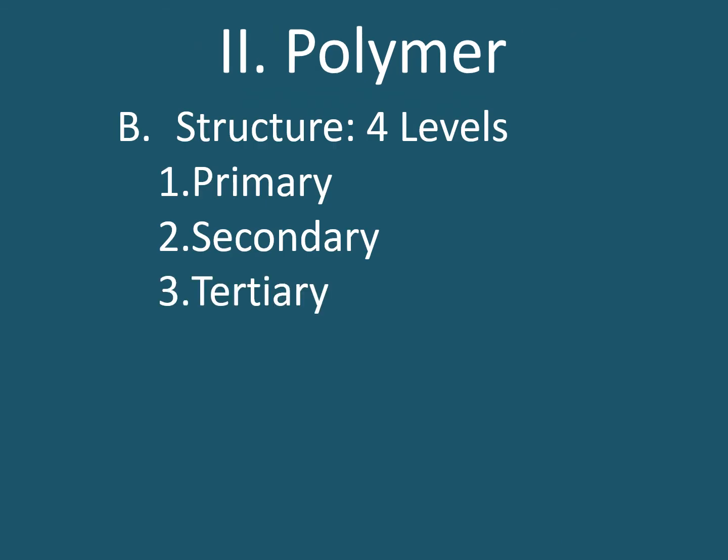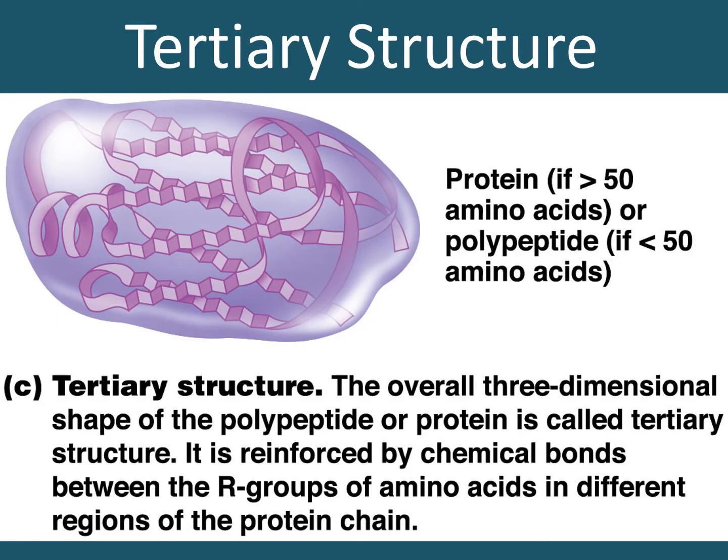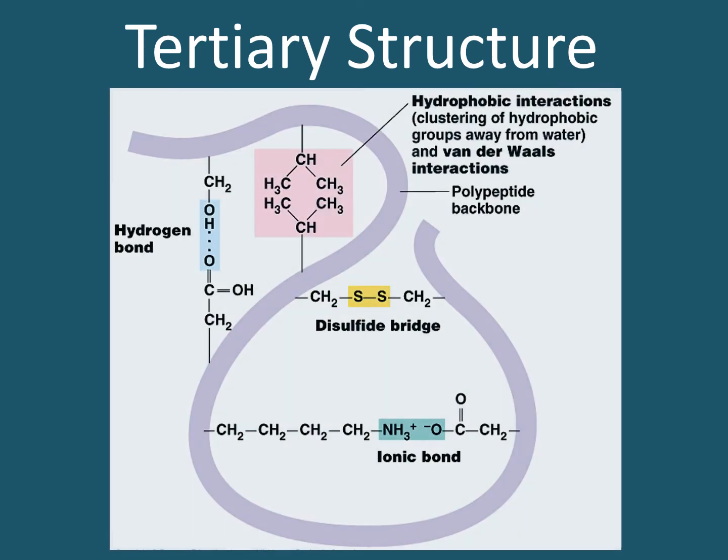The third level of protein structure that you need to know is tertiary structure. The tertiary structure of a protein is its overall 3-dimensional shape. I remember it as the third level is the 3D shape. The tertiary structure of a protein is reinforced by several different intermolecular forces. The first one you should know is hydrogen bonds. Just like hydrogen bonds help hold water molecules together, hydrogen bonds help hold a protein in its three-dimensional shape.